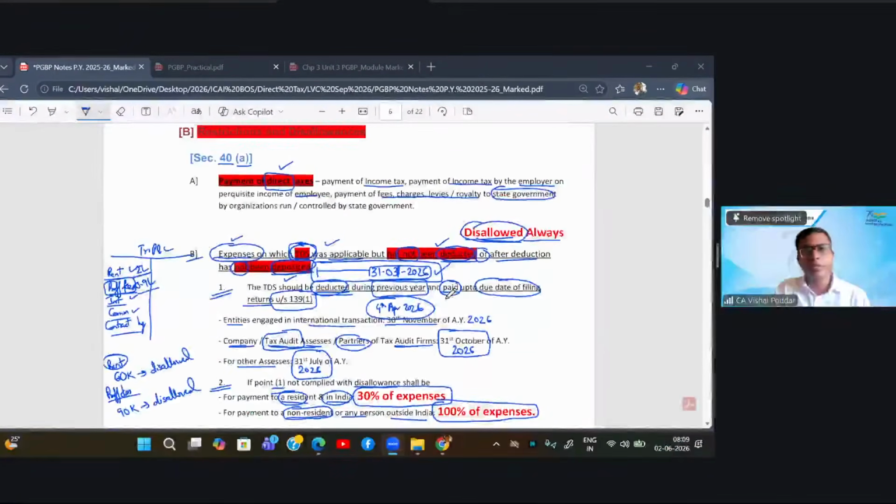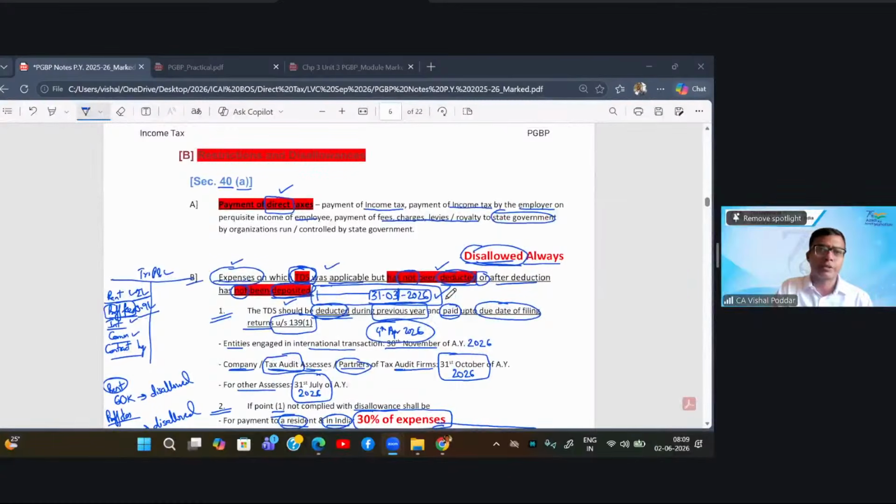We are discussing the disallowances and the restrictions for certain deductions. First is payment of direct tax. It is completely disallowed. There is no condition attached. Simply it is not allowed as deduction. Then the second important restriction is applicable to all those expenses to which TDS applies. If TDS is not applicable, then anyways you need not refer to this restriction. But this restriction has to be complied with where TDS provisions are applicable.